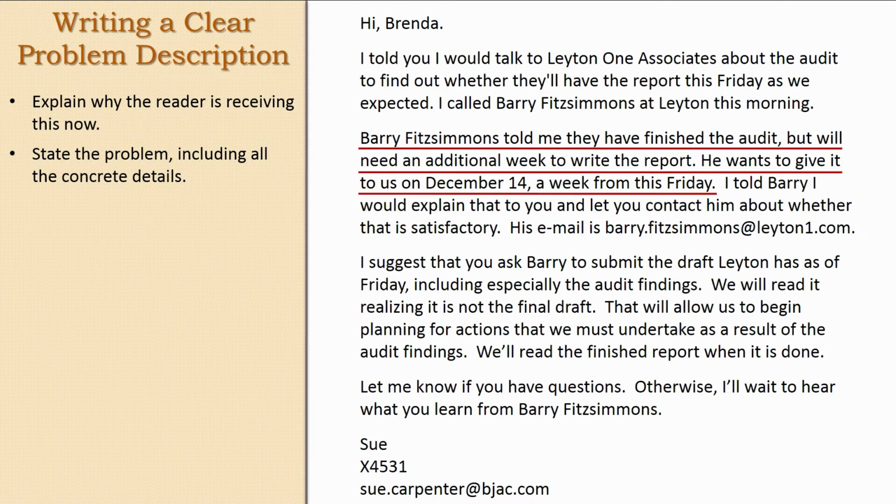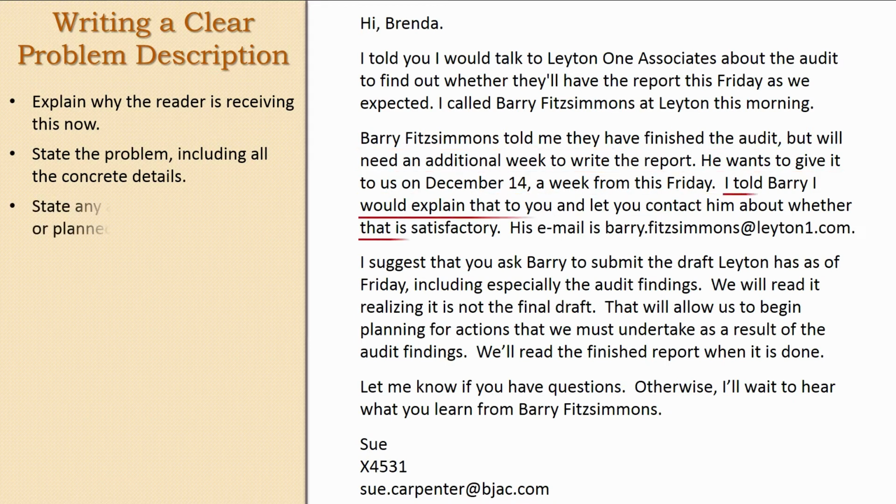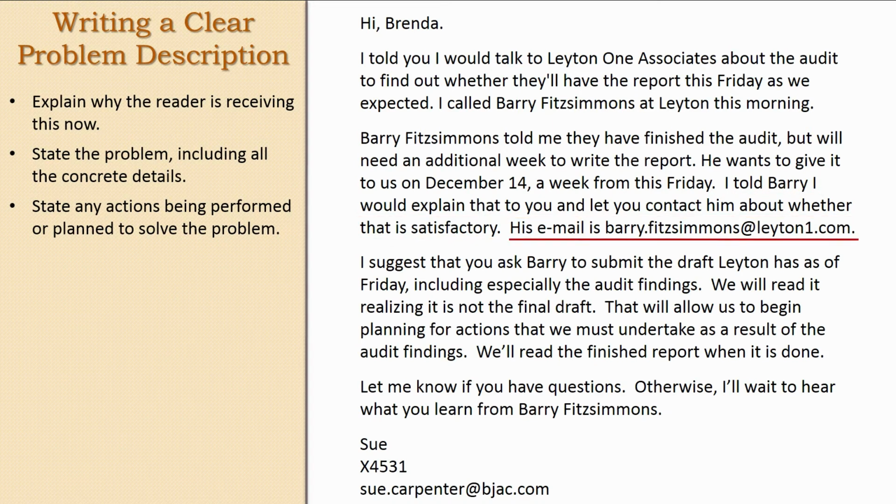She states who made the statement and what he said. She defines what she means to be sure it's clear by including the date by which Barry Fitzsimmons said the report would be ready. Sue then states the action she performed. Describe any actions being performed or planned to solve the problem. In this case, she told Barry that Brenda would call. Sue ends the description of the problem by giving Brenda Barry's email address. That saves Brenda time because she doesn't have to retrieve the address.